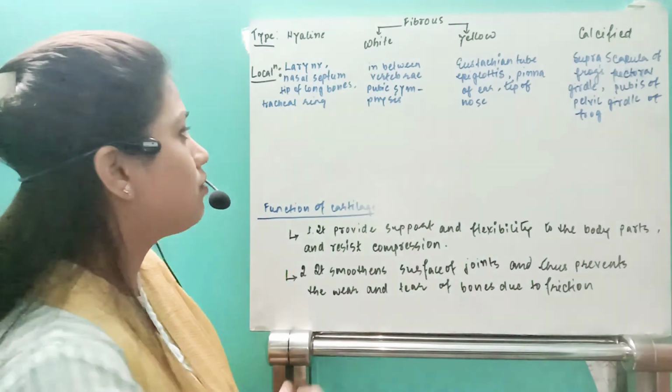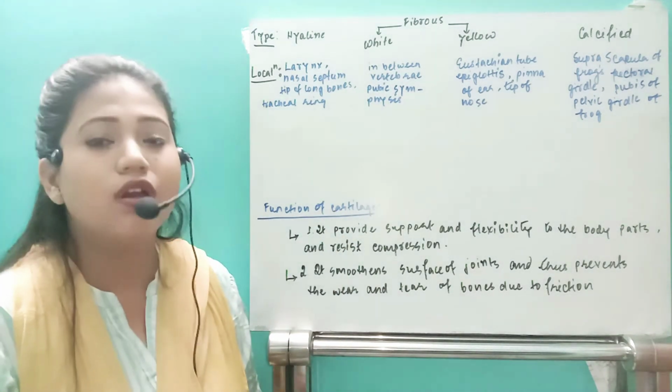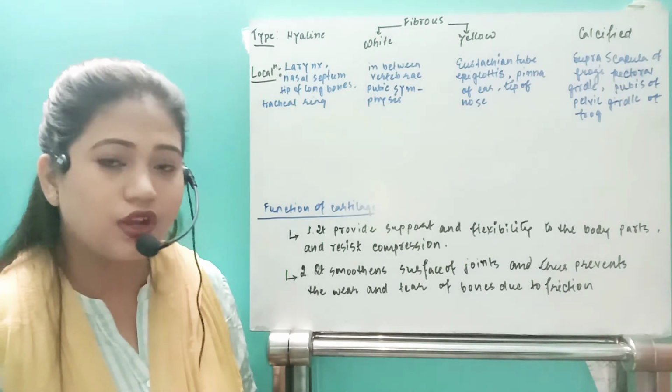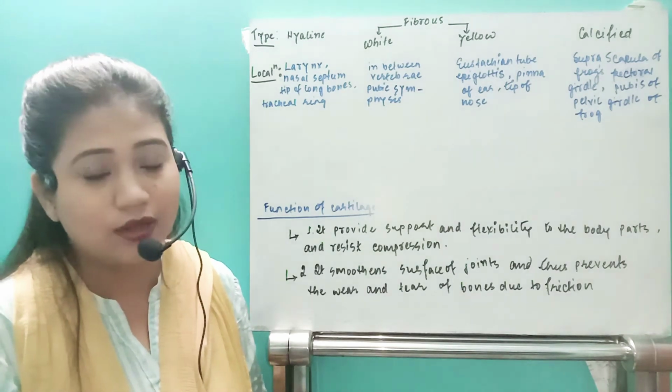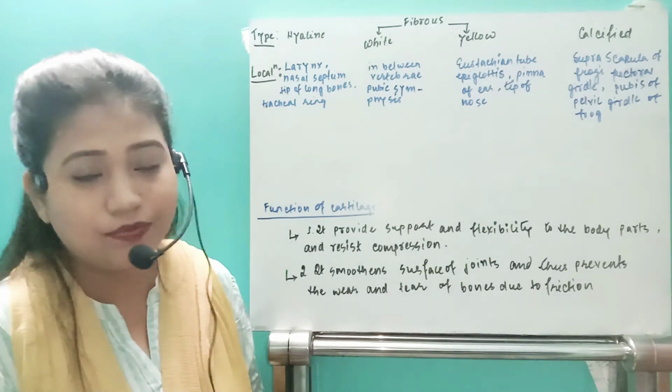Okay, and the second one, that pubic symphysis. So what is pubic symphysis? I will tell you. What is pelvic girdle and pectoral girdle? They are the two important structures. Our shoulder girdle is the pectoral girdle, and our hip bone is the pelvic girdle, right?